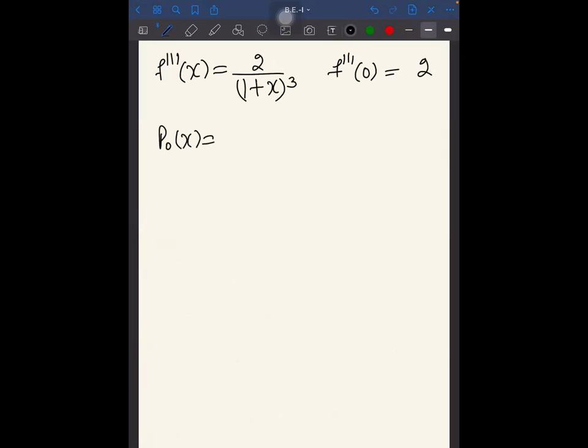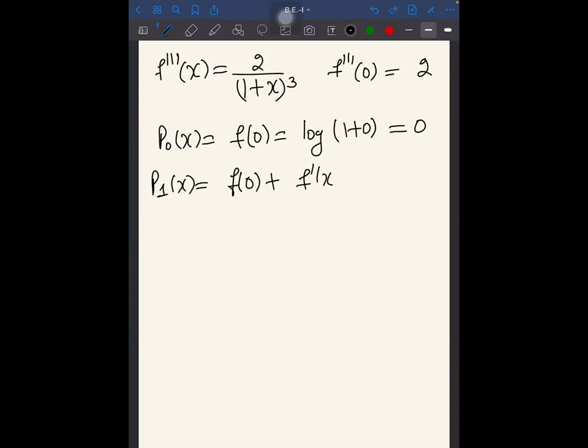Now you want to find out P0x, so you need only the first term, which is f of 0. And f of 0 is log of 1 plus 0, that is 0. Now you need P1x, which contains two terms: f of 0 plus f dash at 0 into x, because we are doing it at x equal to 0; otherwise we would take x minus a. So f0 is 0, f dash 0 is 1, so 0 plus x becomes x.